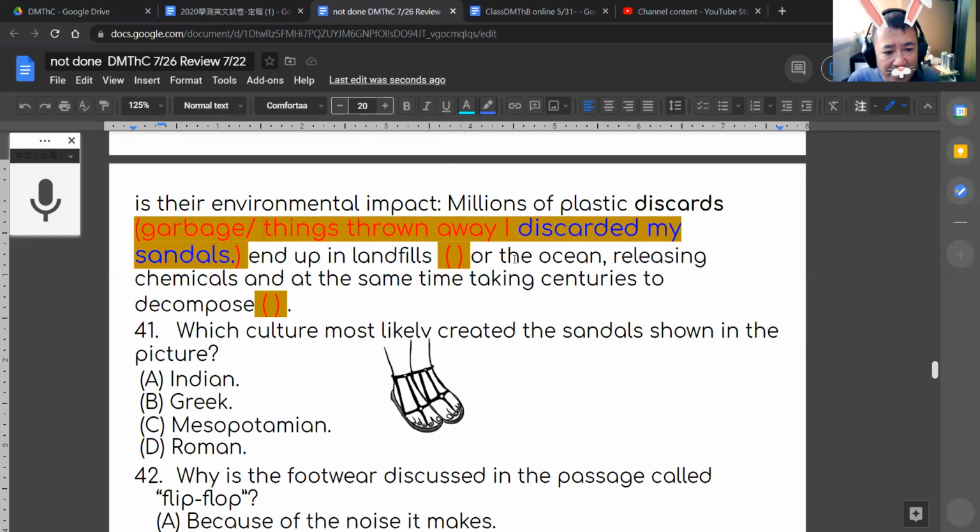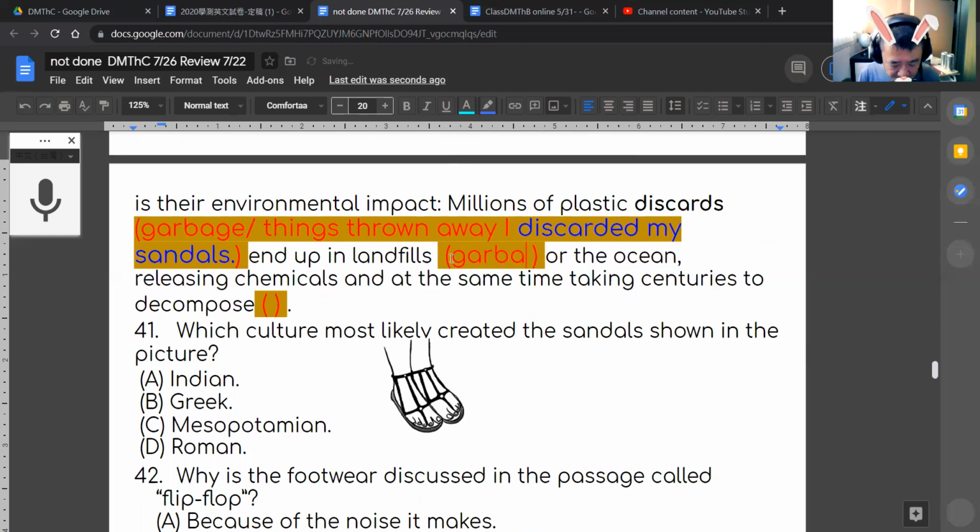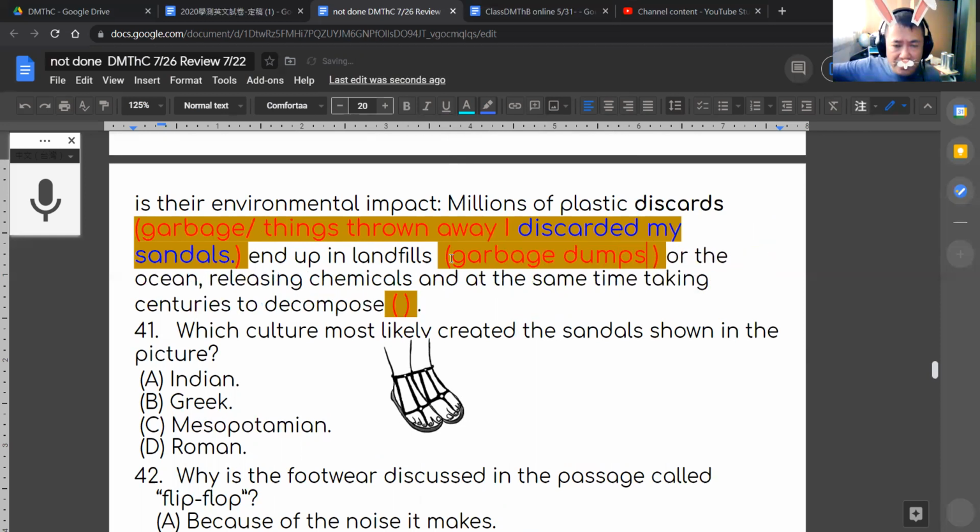Discarded items end up in landfills. Garbage dumps. I'm talking about the big garbage dumps that look like a mountain, that's called a landfill. A landfill, because they dig a hole, they put the garbage inside, and they fill it up, and they bury it in the land. It's called a landfill.